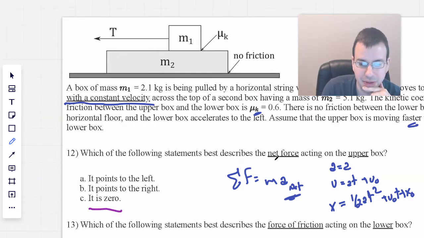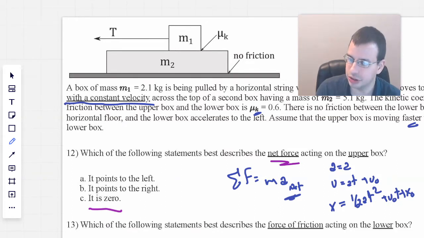So which of the following best describes the net force acting on the upper box? That is 0 net force, because of 0 acceleration, which is implied by constant velocity. Which of the following statements best describes the force of friction acting on the lower box?